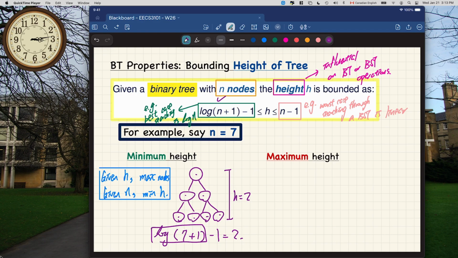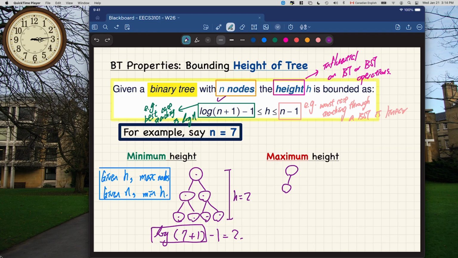Let's figure out the maximum height very quickly. The maximum height will be the opposite. If you have 7 nodes to spare, you want to reach the bottom level as quickly as possible. In that way, well, I have no choice. Branch out, branch out, branch out, branch out. 1, 2, 3, 4, 5, 6, and 7.